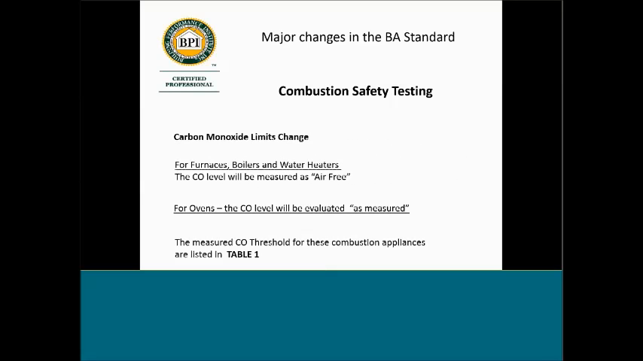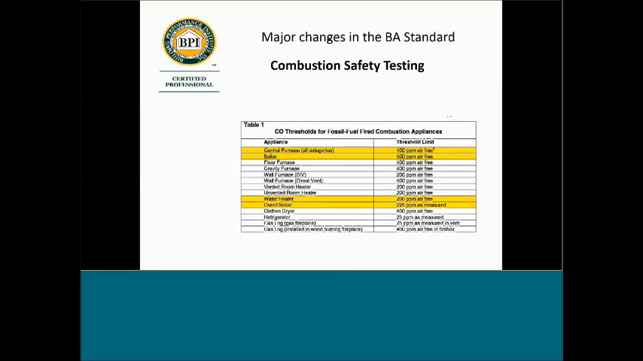Limit changes for furnaces, boilers, and water heaters. The CO level will be measured as air-free. For ovens, the CO level will be evaluated as measured. So that's a change in the standards: now no longer is it as measured for the furnace, water heater and boiler, it's air-free. The levels that are acceptable have also changed, and they're listed in the standards under Table 1, which gives the levels for the air-free number and the as-measured number.